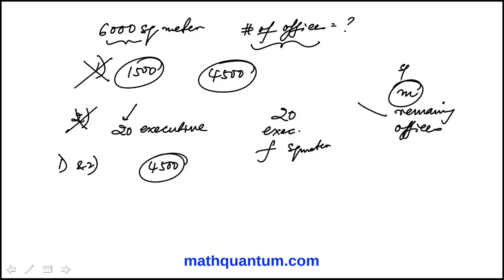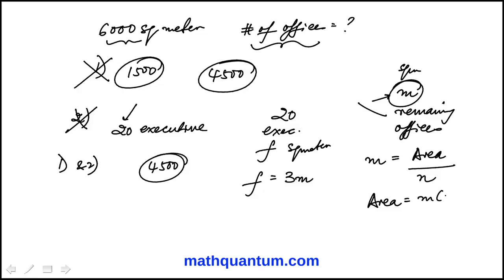So that's M square meters. So here, F is going to be 3 times M. And that average M is going to be the total area of those offices divided by the number. So that area is M times N. And there are 20 executive offices, so that area is going to be 20 times 3M.